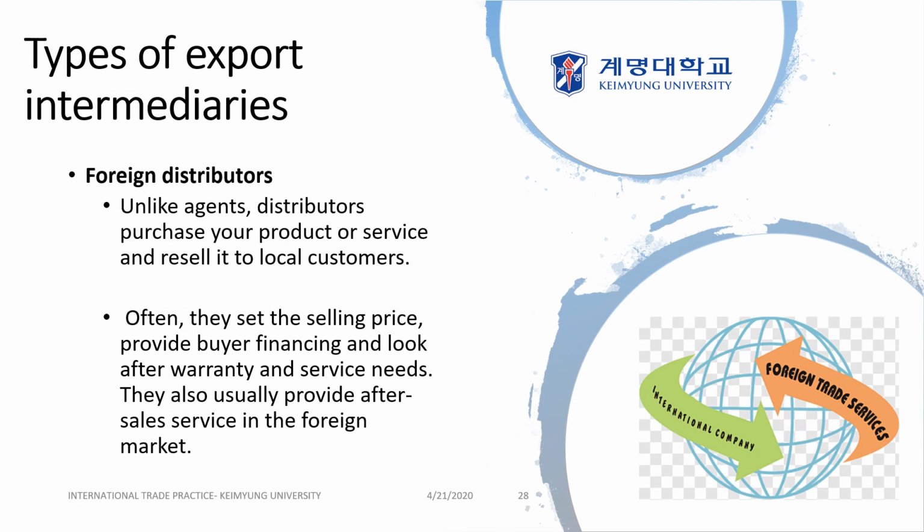And lastly is the foreign distributors. Unlike agents, distributors purchase your product or service and resell it to local customers. They will be the ones to distribute your product and they can set their own selling price. Okay, and of course you're going to give them an authority for after-product service. Okay, if there will be some troubleshooting, you give them an authority to conduct this kind of fixing of the problem.